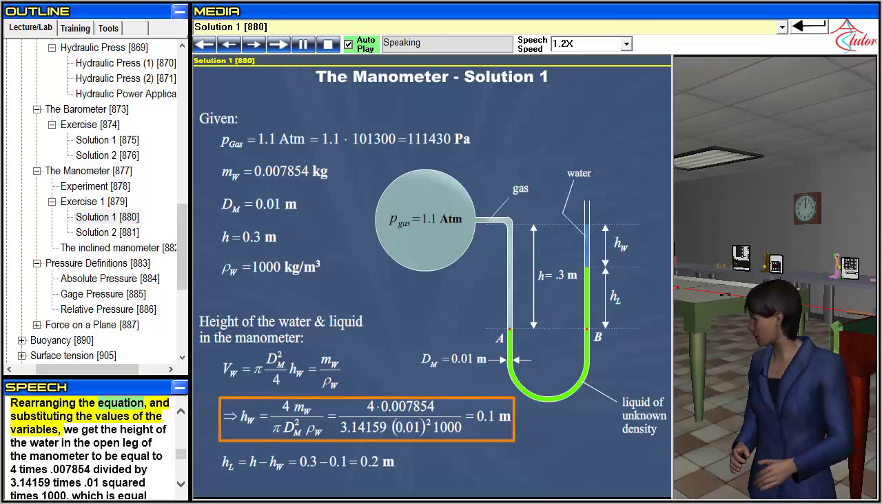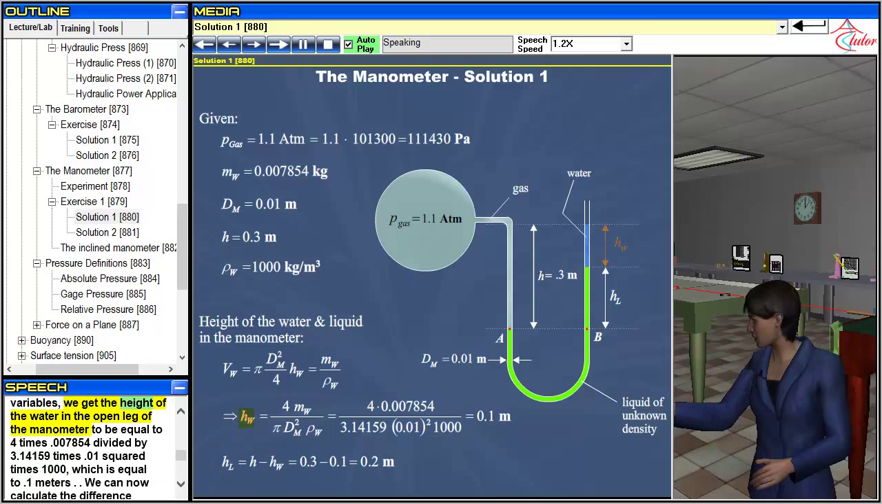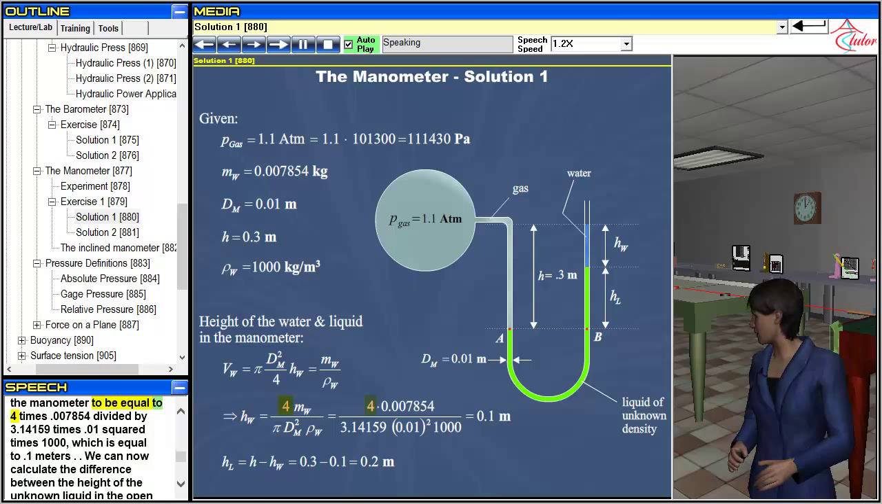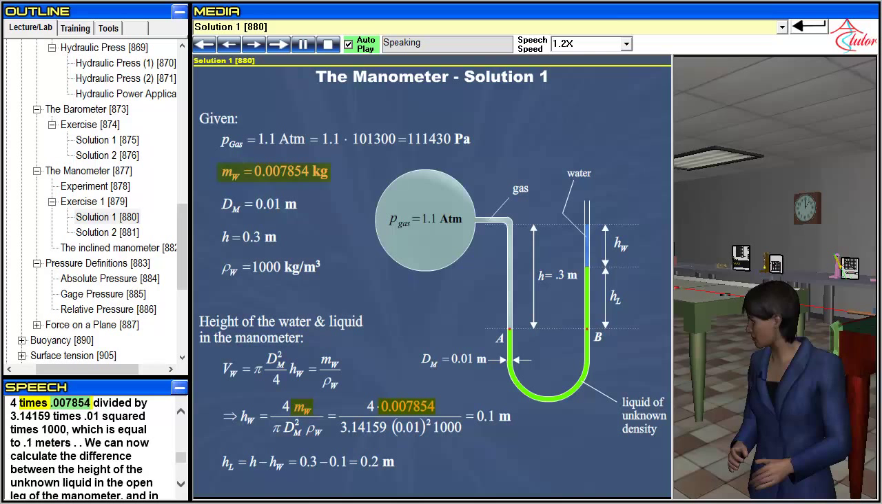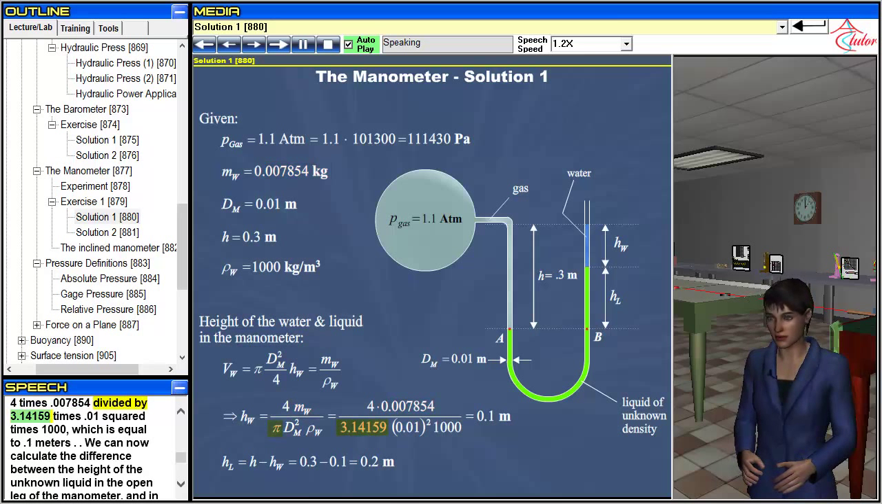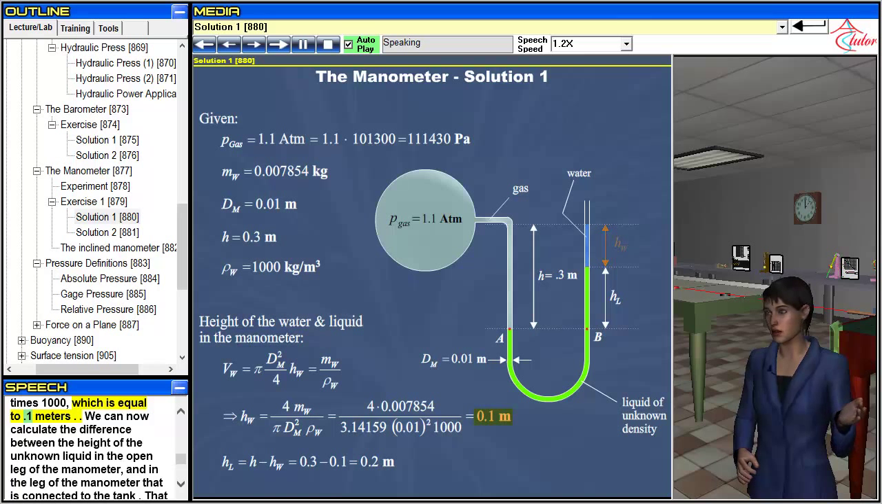Rearranging the equation, and substituting the values of the variables, we get the height of the water in the open leg of the manometer to be equal to 4 times 0.007854, divided by 3.14159, times 0.01 squared, times 1000, which is equal to 0.1 meters.